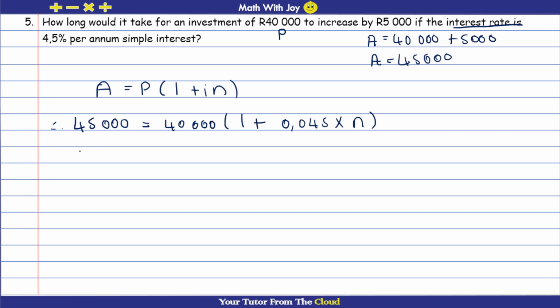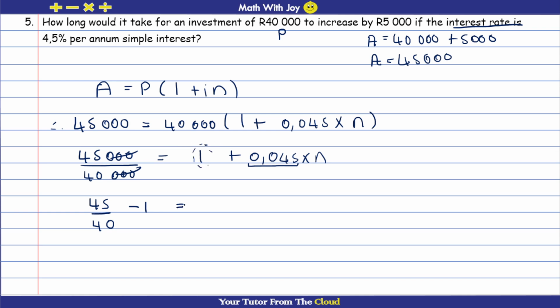So I'm going to take the 45,000 and divide it by the 40,000, because the 40,000 is multiplying on the right side, on the left side it will divide. I can cancel out the zeros and I say 1 plus 0.045 multiplied by n. Now the 1 has to go to the other side. My final answer, I'm going to round off to a whole number. So I have 45 over 40 minus 1, because the 1 is positive this side, it will be minus on the other side, equals 0.045n.